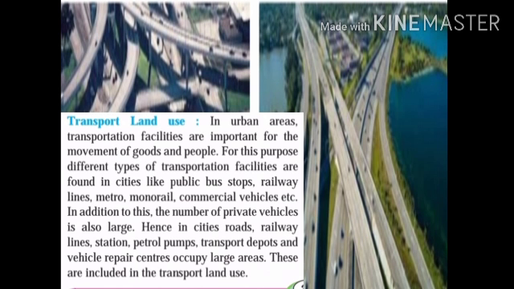Transport land use. In urban areas, transportation facilities are important for the movement of goods and people. For this purpose, different types of transportation facilities are found in cities like public bus stops, railway lines, metro, monorail, commercial vehicles, etc. In addition to this, the number of private vehicles is also large. Hence, in cities, roads, railway lines, stations, petrol pumps, transport depots and vehicle repair centers occupy large areas. These are included in transport land use.